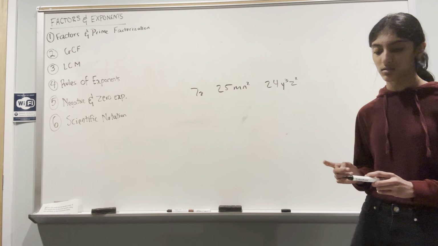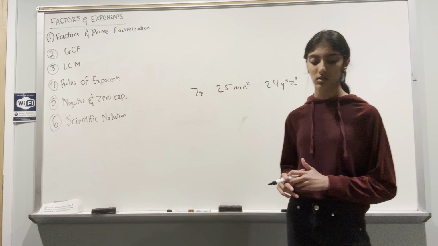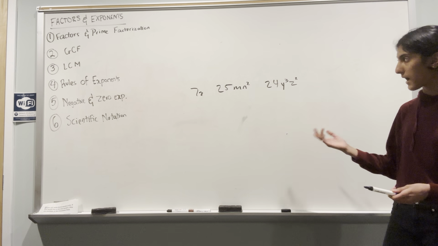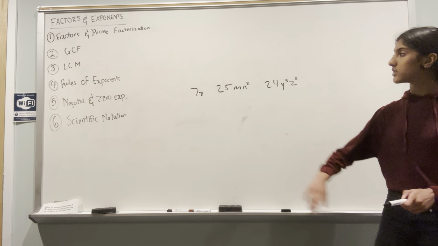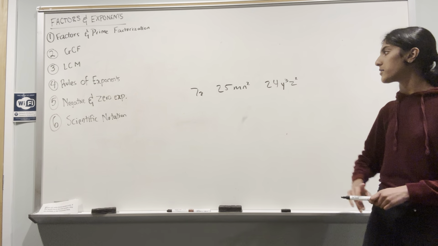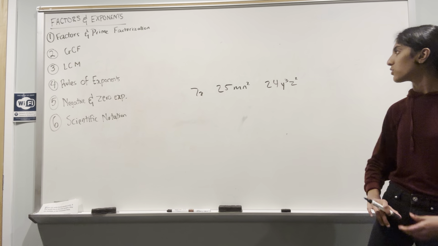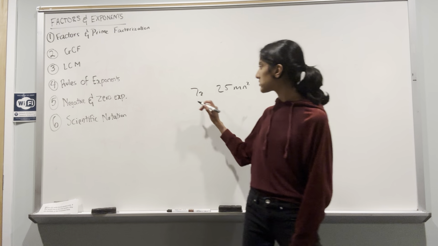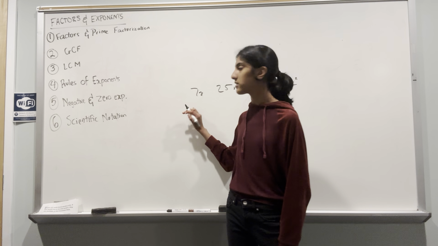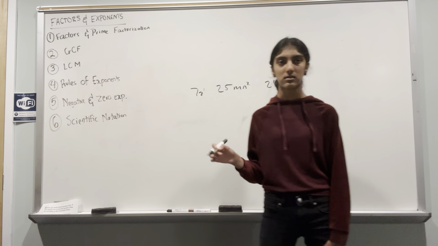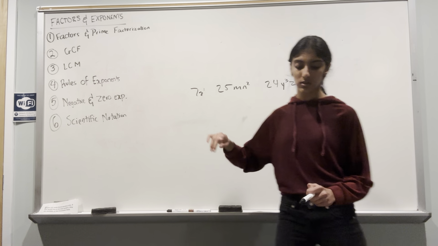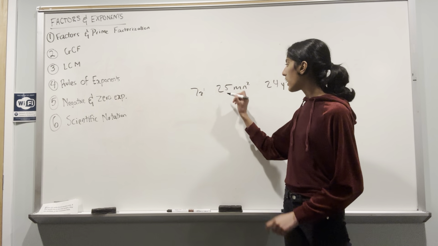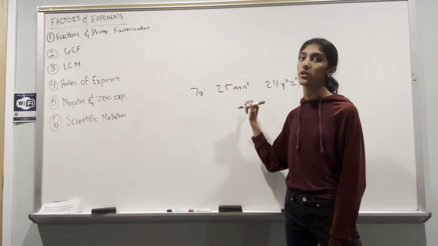A monomial is a number, variable, or a product of a number and one or more variables raised to a power. So an example is 7x, 25mn squared, and 24y cubed z squared. These are just a few examples. Just keep in mind, when you have 7x, x is to the power of 1, so it also has a power. So when you're factoring a monomial, you're going to look for the prime factorization of the numbers, and then you're going to factorize the variables.